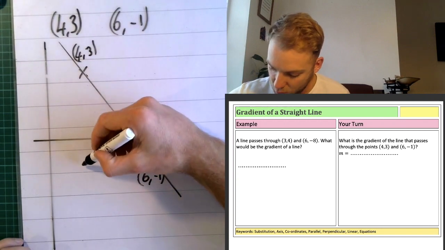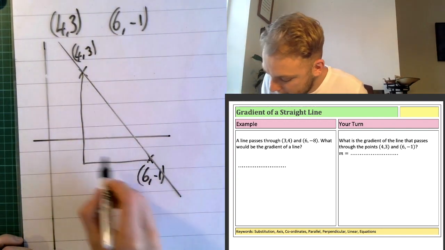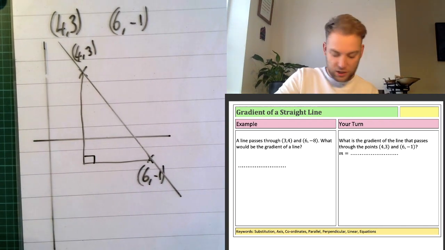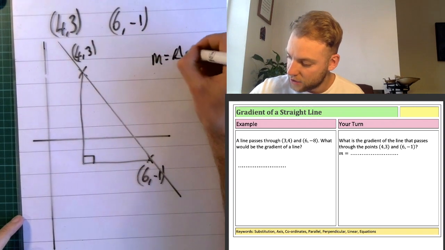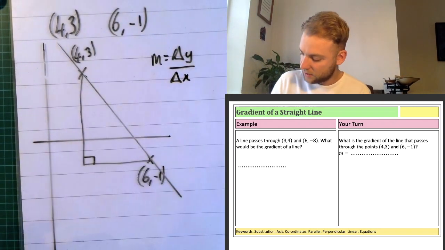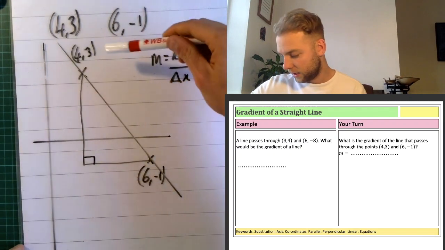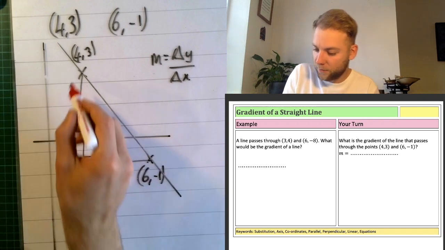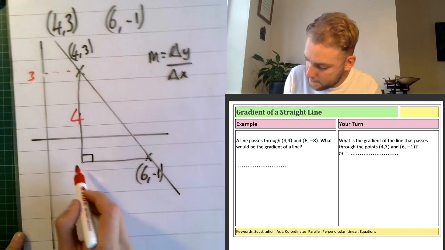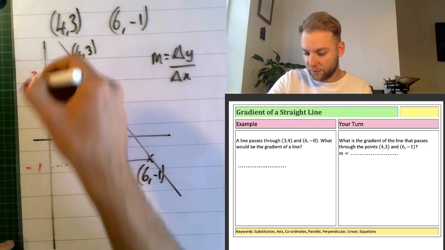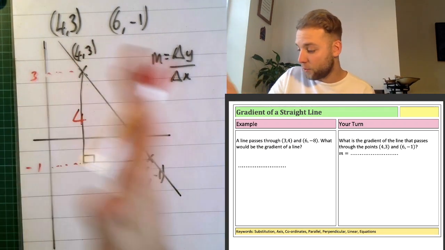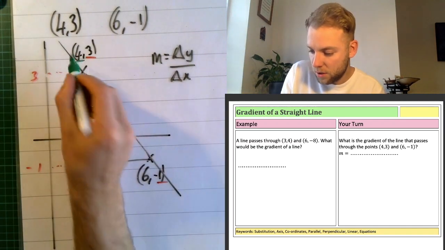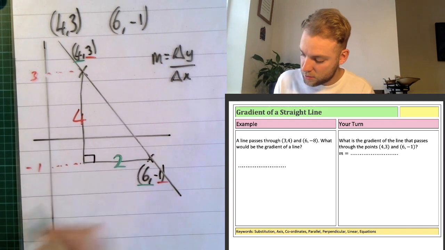I draw a right angle triangle like so. There we go. Now this one here, I think the change in y is probably the hardest one. Change in y over the change in x. So the change in y in this case is between 3 and minus 1, which is 4. If you want to see that, 3 is there. Minus 1 is there. So from 3 to minus 1 is 4. And then from 4 to 6, done that one in red. Let's do this one in green. From 4 to 6 is 2 across.